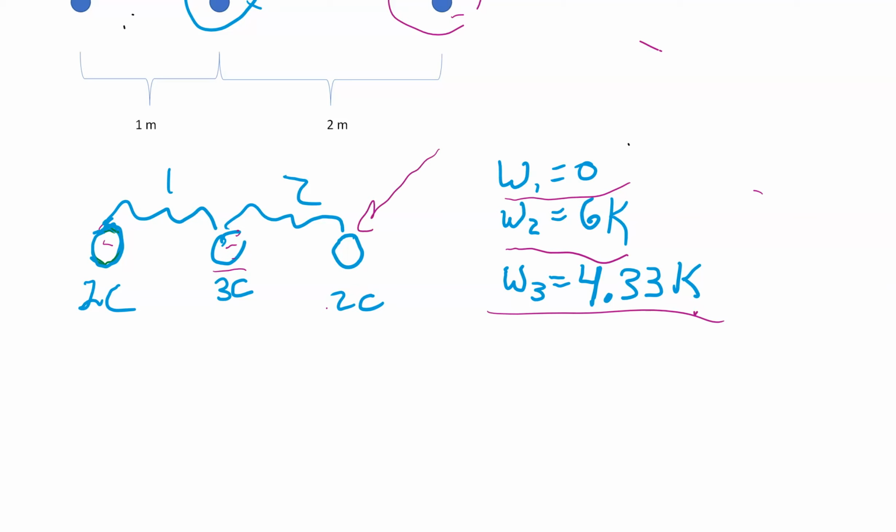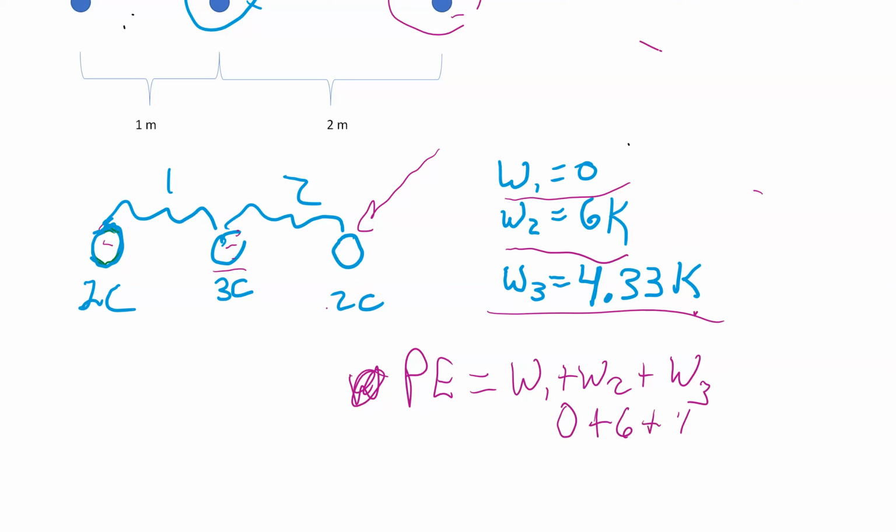Now, if I want to know what's the potential energy stored in the whole system, well, I just add it up. This is how much energy I had to invest in order to build it, so that's the energy that's available. The total potential energy of the system, I'll just call it potential energy, is W1 plus W2 plus W3, and this is 0 plus 6 plus 4.33. There's K's on all these. And so I get 10.33K. Okay, a couple of things to talk about really quickly.